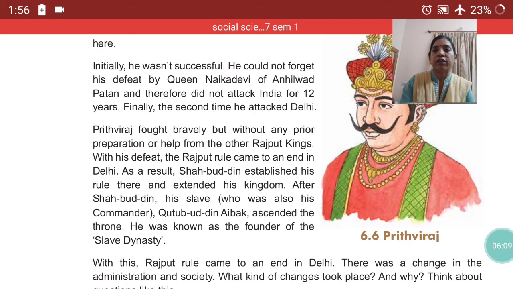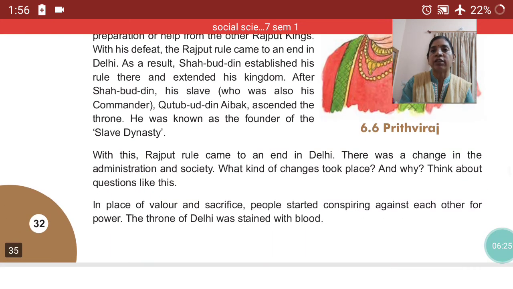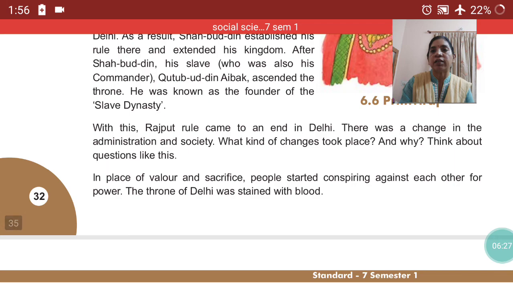Prithviraj fought bravely but without any prior preparation or help from the other Rajput kings. Prithviraj Chauhan was also a very powerful Rajput king. With his defeat, the Rajput rule came to an end in Delhi. As a result, Shahabuddin established his power in India and extended his kingdom.